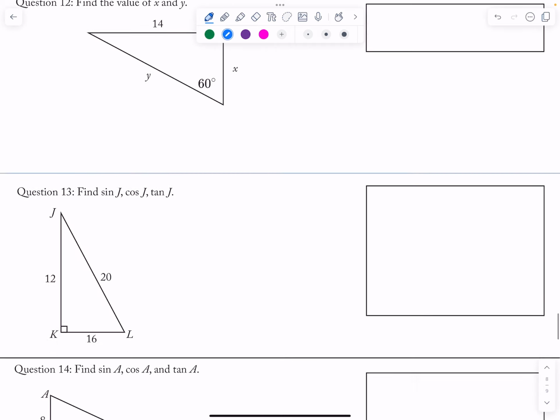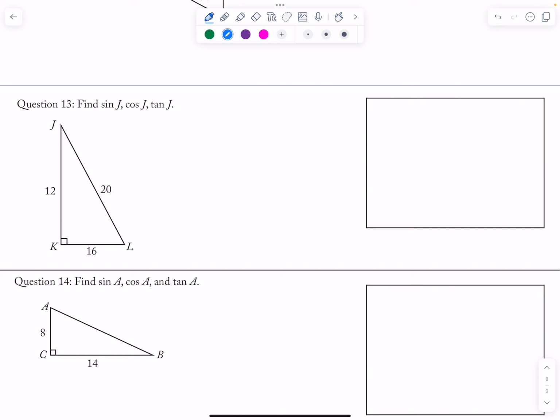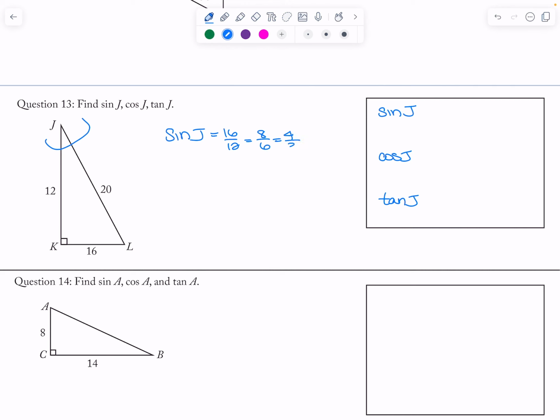Okay, and then 13, I have to find sine, cosine, and tangent. Sine of j, cosine of j, tangent of j. Okay, so sine of j, so there's j is 16 over 12, which is 8 over 6, which is 4 over 3. Cosine of j is adjacent side, which is 12.